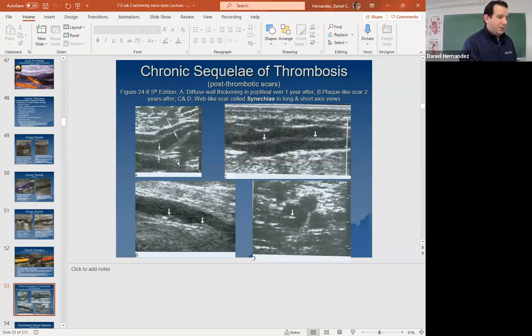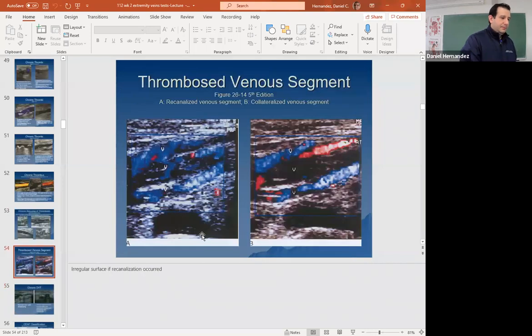So we see diffuse wall thickening. May present as a central linear echogenic scar, may be adhered to the wall itself. So again, the surfaces, they also look irregular. So we have irregular surfaces when the vessel is starting to recanalize.